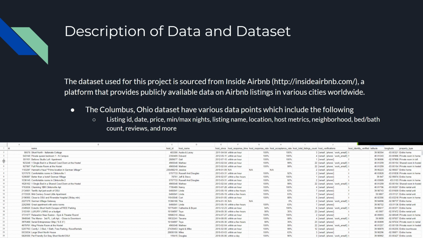The data set used for this project is sourced from the Inside Airbnb website, which is a web platform that provides publicly available data on Airbnb listings. The data set includes values like listing ID, date, price, the minimum and maximum nights people are allowed to stay, the listing name, location, host metrics, neighborhoods, the amount of beds, bedrooms, and bathrooms, the reviews, and a lot more.